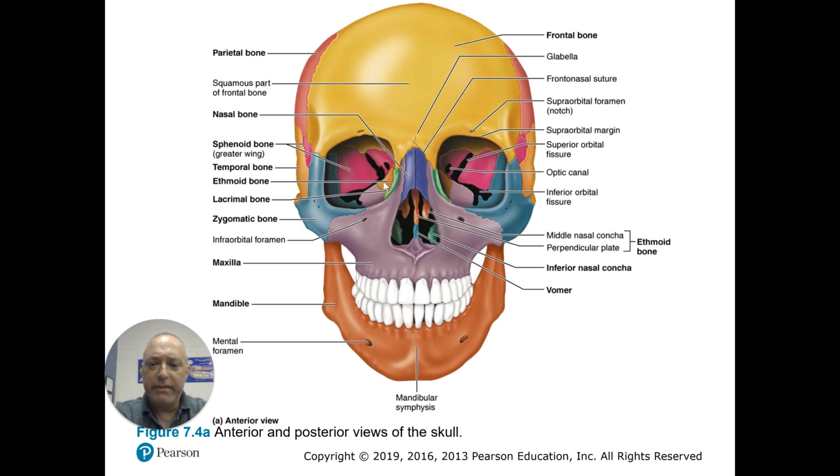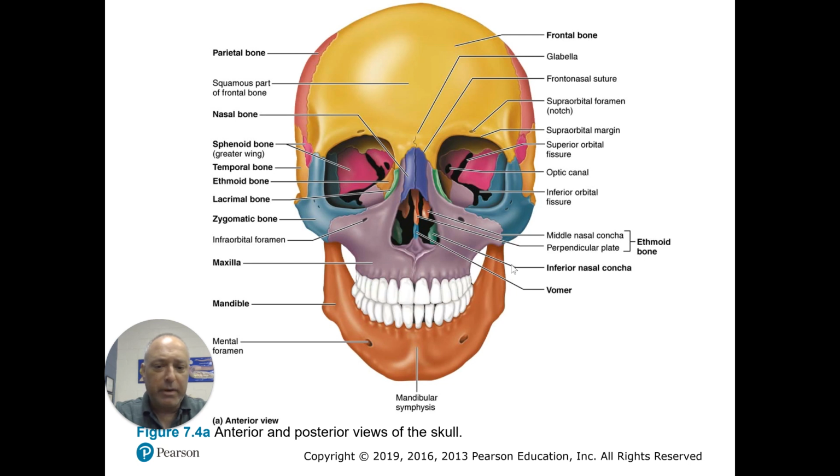Ethmoid bone is pretty deep, along with the sphenoid bone, as well as your lacrimal bone, which goes along your lacrimal duct, which is your tear duct. Your zygomatic bone, which is your cheekbone. The maxilla, the top jaw, and the mandible, the lower jaw. And the maxilla is actually two pieces that have been fused together, whereas the mandible is just one.